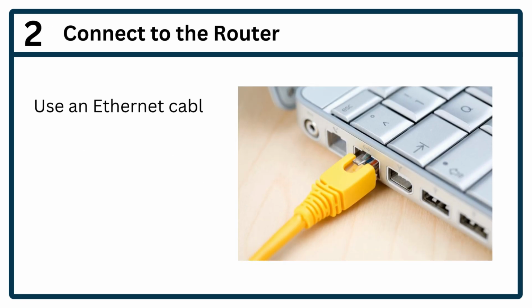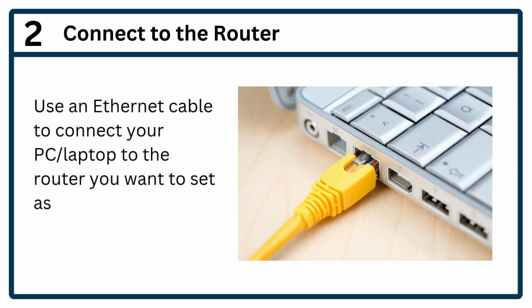2. Connect to the router. Use an Ethernet cable to connect your PC/laptop to the router you want to set as an AP.